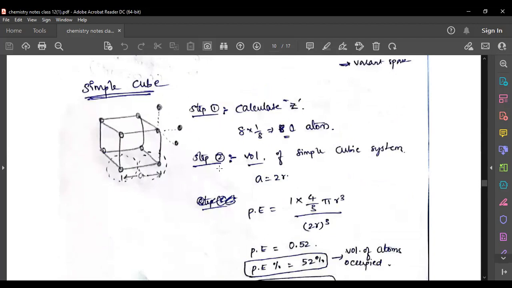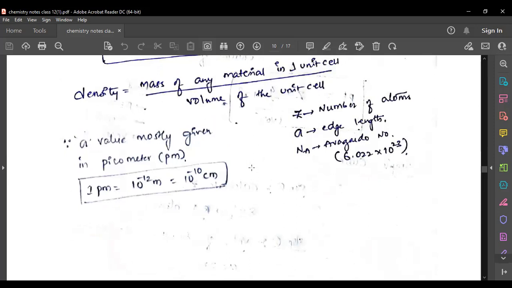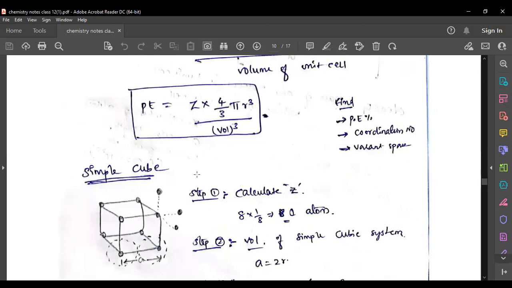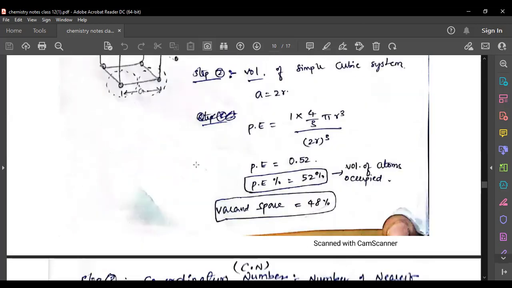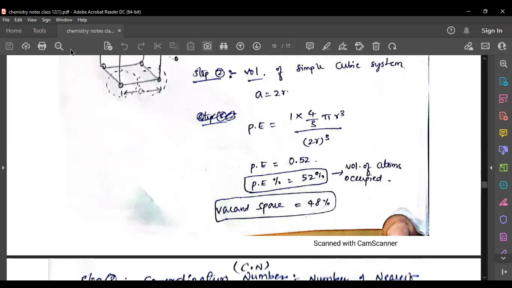So when you substitute Z equal to 1 and a equal to 2r, that is the relationship between a and r in the case of simple cube, you will get the packing efficiency in the simple cube as 52%. That means only 52% of the given cube is occupied by the atoms. Whatever remains is empty space, or vacant space. That is 48%. The vacant space is only 48% in the simple cube, and the packing efficiency is 52%.